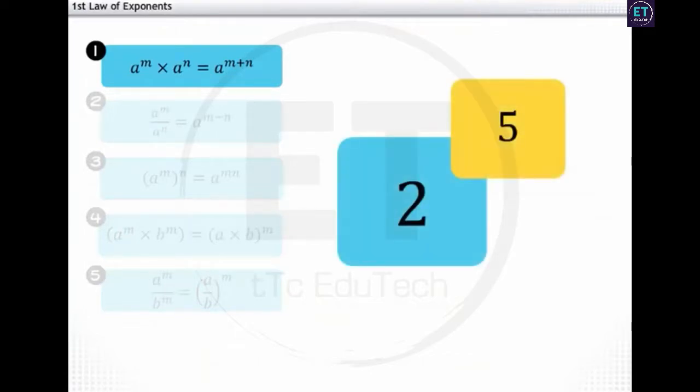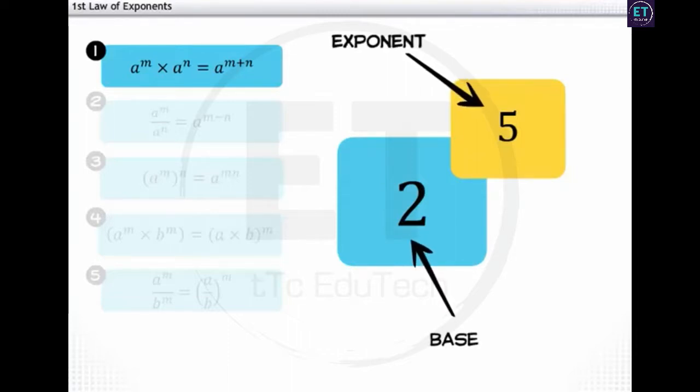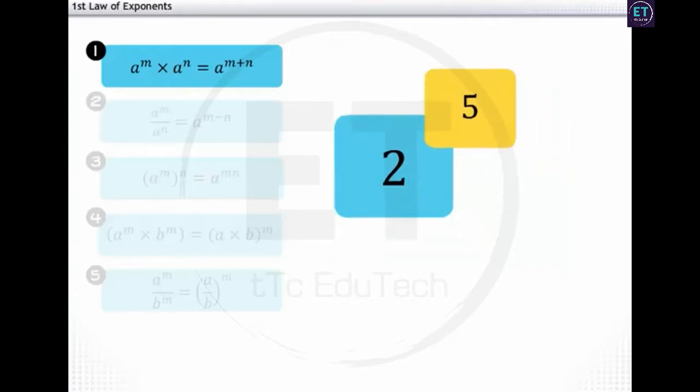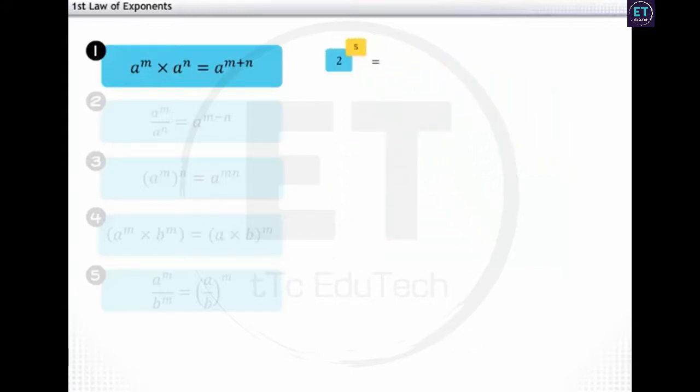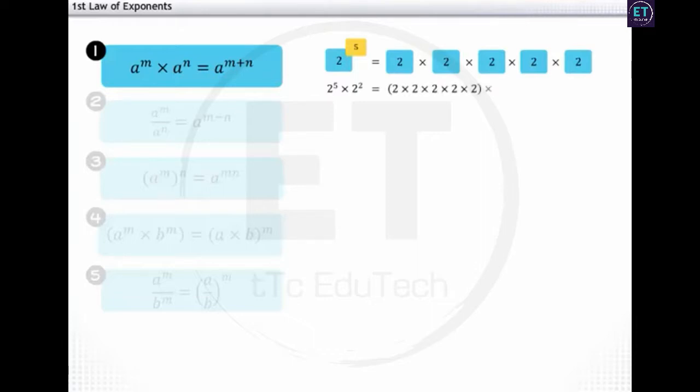Consider the term 2 raised to the power of 5. Here, 2 is called the base and 5 is the exponent. This term can also be written as 2 multiplied 5 times. Now, let's multiply the term with 2 raised to the power of 2, which is equivalent to 2 multiplied 2 times. The product obtained is equal to 2 raised to the power of 7.